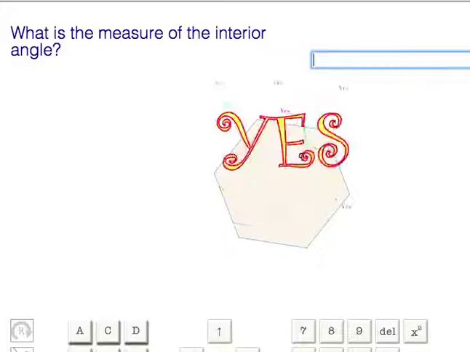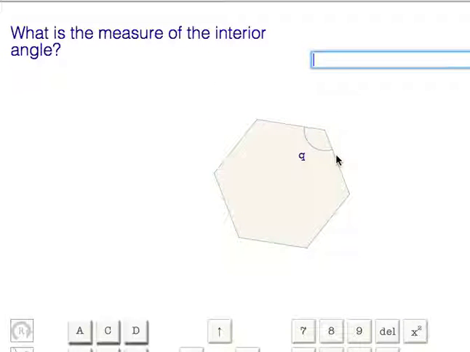Yay. All right, this is a hexagon, so there's going to be 4 triangles. 4 times 180 is going to be 720 degrees. So 720 degrees divided by 6 angles. The sum of all the interior angles is 720 degrees, divide that by 6, and each one of these angles is going to be 120 degrees.